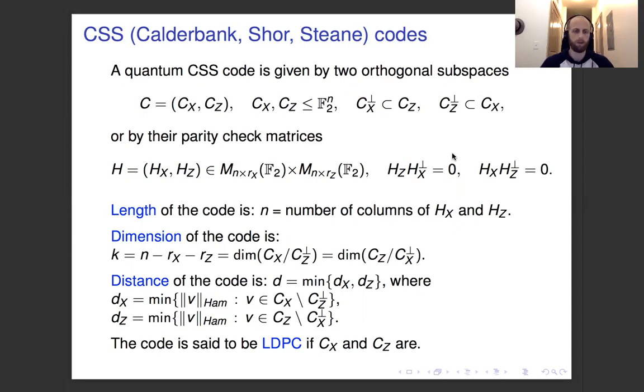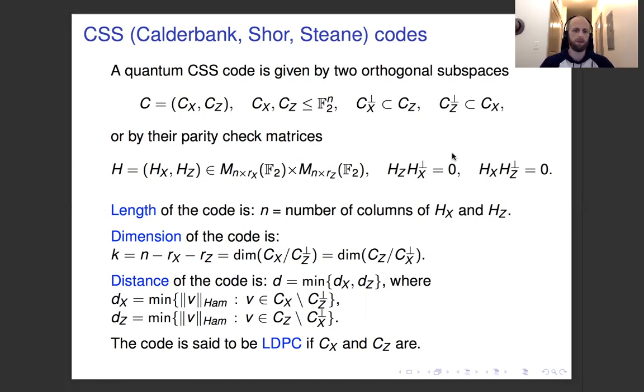And for a quantum code, the length of the code will be n, just the number of columns of either one of the parity check matrices. The dimension of the code is described by the following formula. There are several ways to think of it, but the simplest way is that it's n minus the ranks of the two parity check matrices.